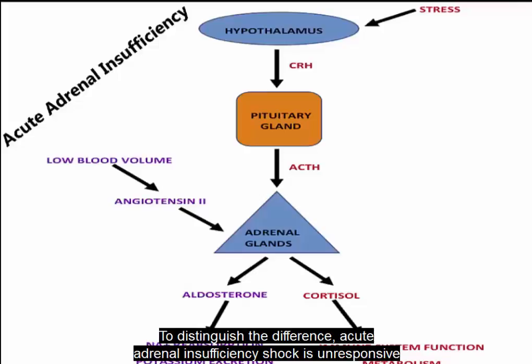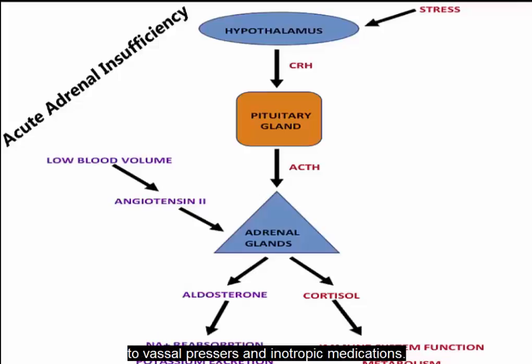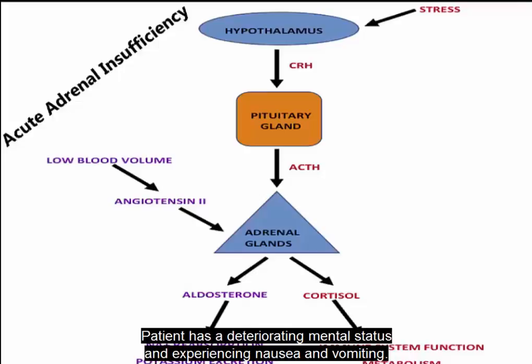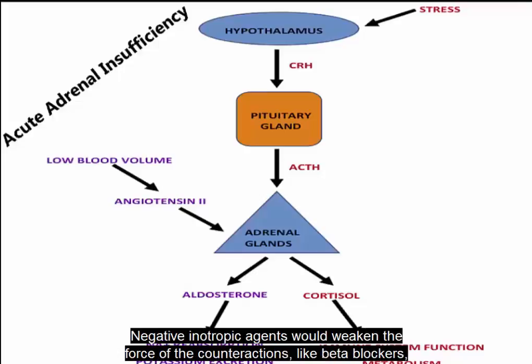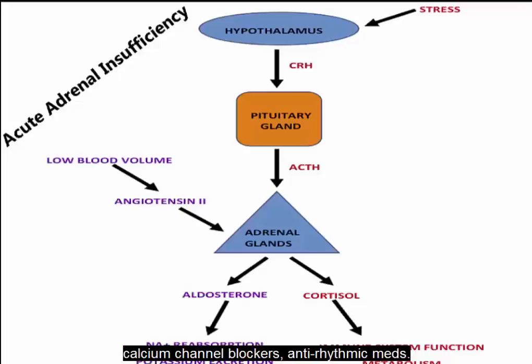To distinguish the difference, acute adrenal insufficiency shock is unresponsive to vasopressors and inotropic medications. The patient has a deteriorating mental status and is experiencing nausea and vomiting. Positive inotropic agents would increase the strength of muscular contraction, like digoxin, dopamine, or dobutamine. Negative inotropic agents would weaken the force of the contractions, like beta blockers, calcium channel blockers, and antiarrhythmic meds.